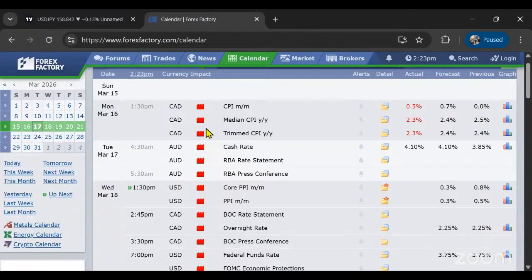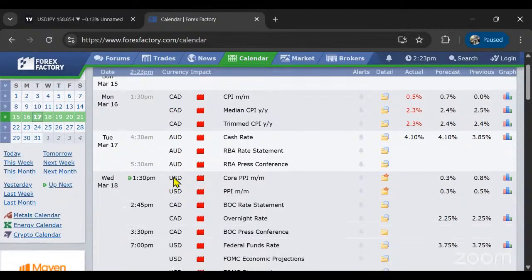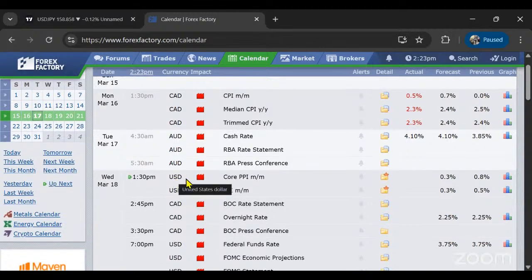So once you come to this calendar, obviously you check the date, you check all the news that we have for the week. So the USD news, anywhere you see USD, as you can see, USD here.